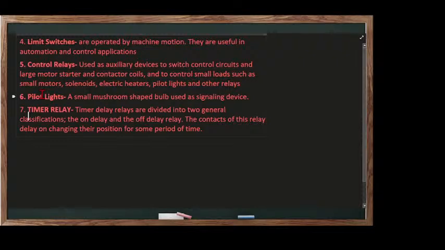The pilot lights are used as indicating or signaling devices, so they may be in the form of a mushroom or a bullet, no? It depends on the design of our pilot light.